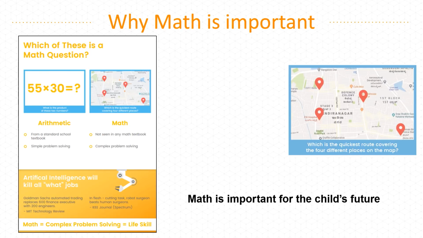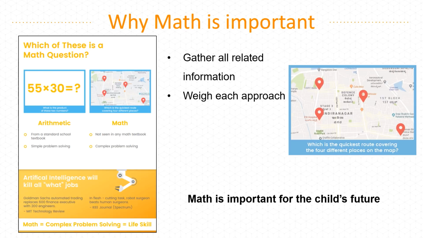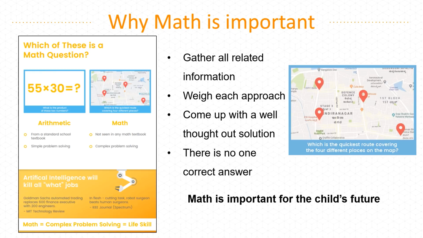It's about identifying the quickest route covering 4 different places. How would you go about solving this problem? For this, you would have to gather all related information like the time of day, availability of the people you want to meet, traffic and other constraints. Then you would weigh each approach and come up with a well thought out solution that is best for you. If you notice, the start destination and the closing destination is not given. So it's more open-ended and there is no one correct answer to this.